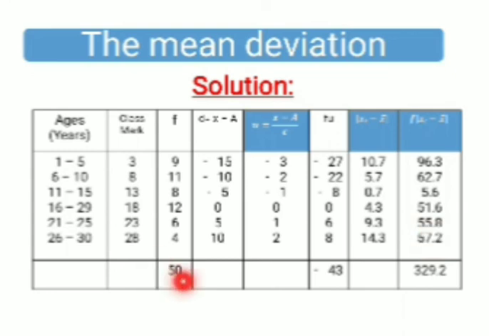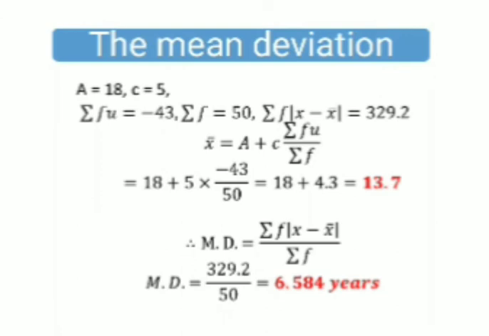Divided by 50 will now give you what? The mean deviation. So divided by 50. So mean deviation is equal to summation of f modulus of x minus x bar over summation of f, which is equal to 329.2 divided by 50, which is equal to 6.584 years. So this is what? The mean deviation of the distribution.